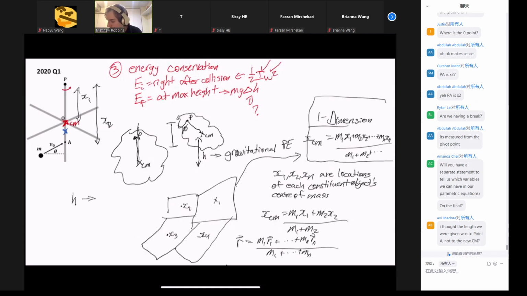will then give you what your angle is equal to. Since what you have, if I draw it again, XCM, XCM, H, and phi. And then you can use trigonometry to determine phi. Right, so then will we have a separate statement to tell us which variables we can have in our parametric equation? Yes, we explicitly have this is what you're given.